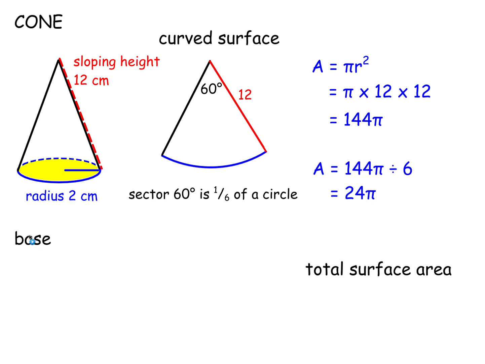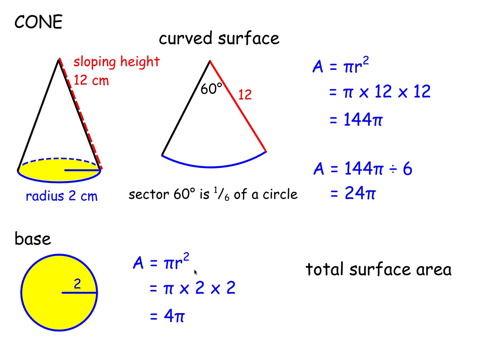The base is a circle radius 2, so that's simply pi r squared with r being 2, it's 4 pi. So the total surface is the curved surface plus this circle, which gives you 28 pi square centimetres. So the exact answer is 28 pi. So that's a cone, a sector of a circle for the curved surface and the circle on the bottom.